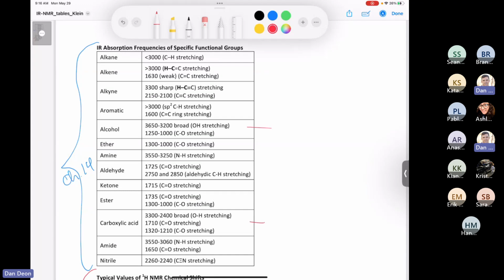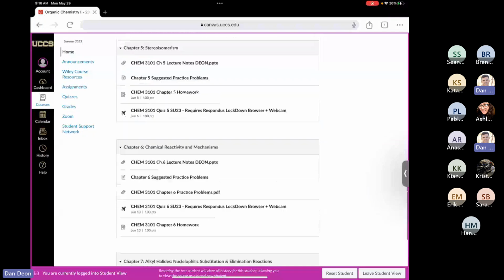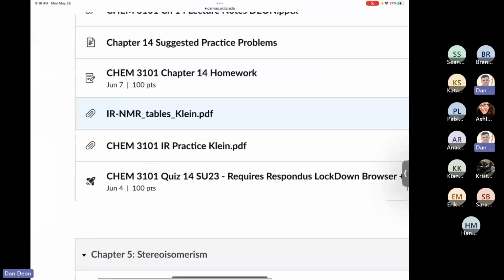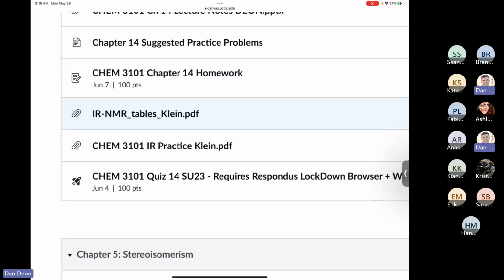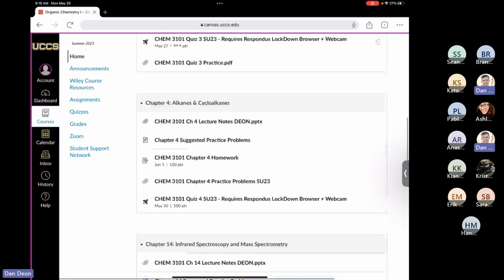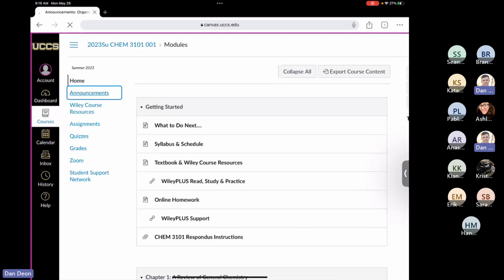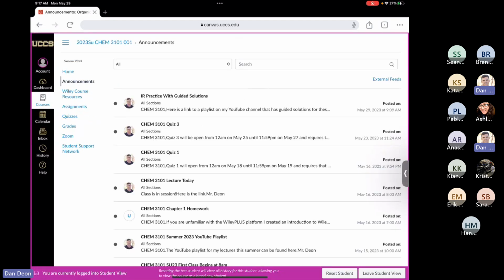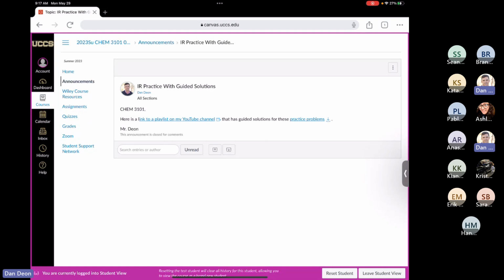The second thing is after that IR and NMR tables, you'll see something that says IR practice Klein. These are just some problems that I picked from the textbook, and we're going to take a look at some of these this morning. Then, not this morning, but I'm going to ask my students to do this outside of class: if you look at our announcements, I posted an announcement this morning with an IR practice with guided solutions. I provide a link to a playlist on my YouTube channel where I cover all of these practice problems. They're also posted in the chapter 14 module, but I highly recommend that you go through the guided solutions.